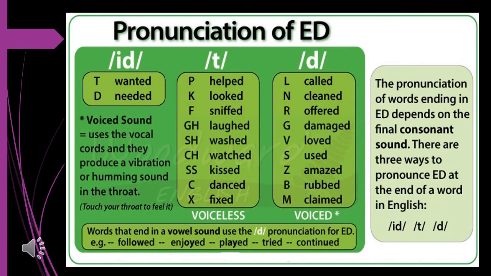Here, how to pronounce the verb in the past. Like here, wanted, needed, so id, the sound. The next one, t, like helped, looked. The last one, d, like called, cleaned.